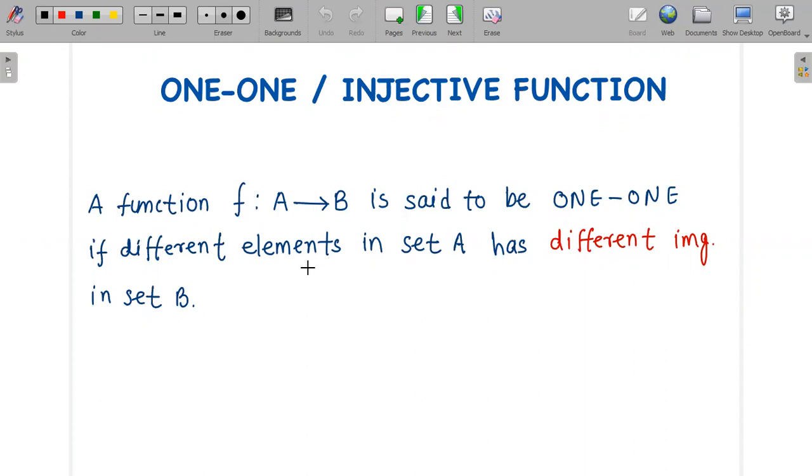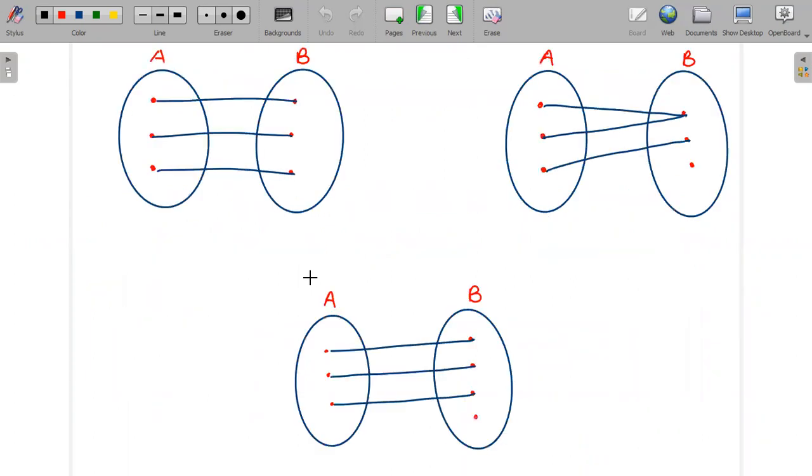different elements of set A have different images in set B. What do I mean by that? It means if I draw a mapping for two finite sets A and B, just have a look. Function number one is said to be one-one because every element of set A has different images in set B, but this is not the case for function f2. As you can see, element number one and element number two in set A share the same image. So this is not qualified to be called a one-one function.